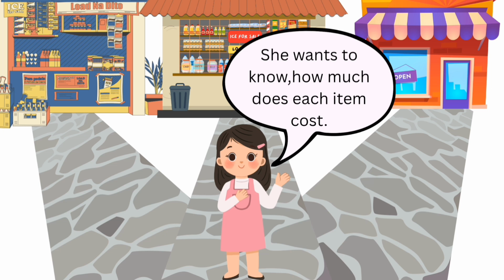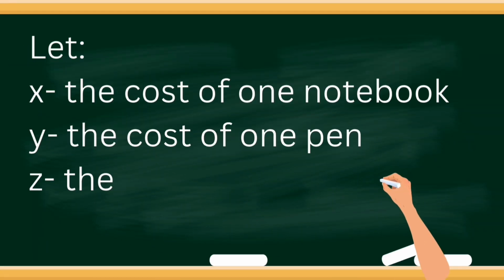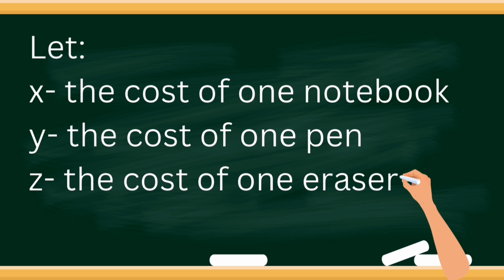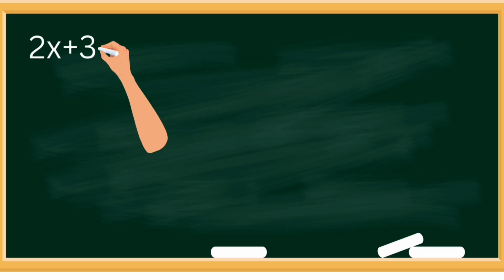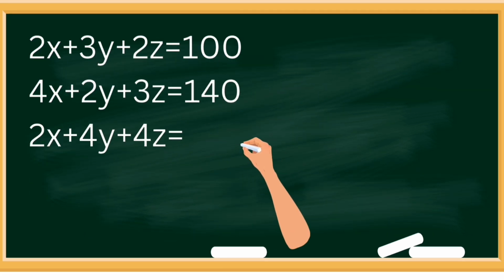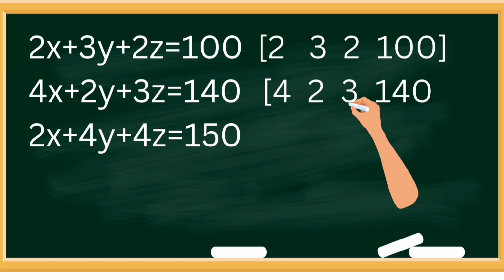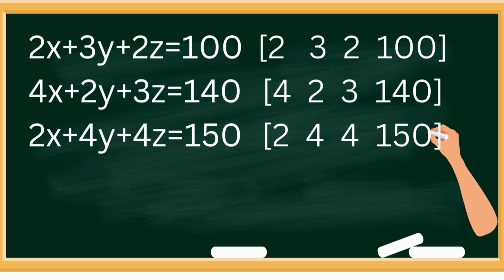To find the value of each item, let x be the cost of 1 notebook, y the cost of 1 pen, and z the cost of 1 eraser. From the problem given, we can now form these three linear equations. Same as we did earlier, let's turn this into an augmented matrix. After that, let us proceed to the row operations.